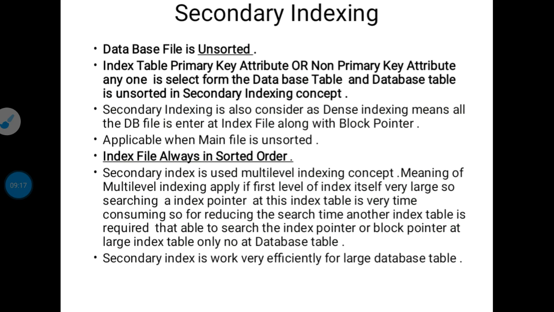That means whatever data file is stored on the blocks and whatever records are stored in a particular block, these are all unsorted. Okay, this is point number 1 for secondary indexing. Point 2: for the index table, you can select either a primary key attribute or a non-primary key attribute. That means this provides a way to choose either non-prime attributes or prime attributes to consider as a search key from the database table.